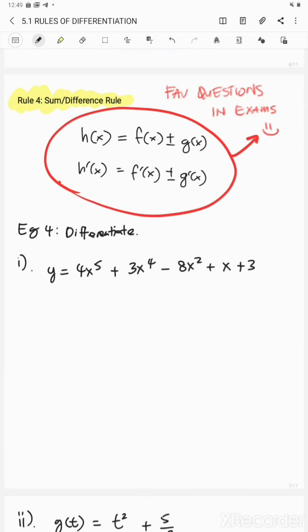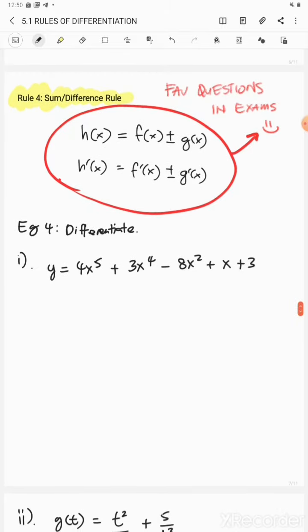Alright, that's all. This is rule number 4, sum or difference rule. We have here h(x) equal to f(x) plus minus g(x). When we differentiate this, it will be f prime x plus minus g prime x. This is not a formula, by the way. This is explaining that when you have many terms in the question, involving positive and negative operations, addition and or subtraction, you have to differentiate term by term, and this is the favorite question in exams.